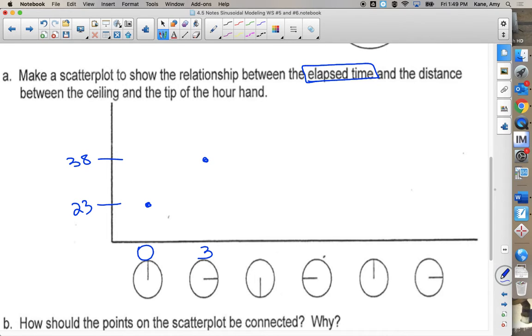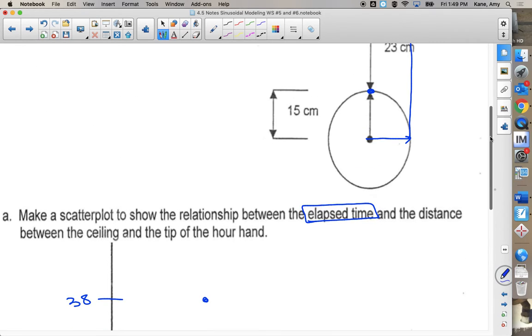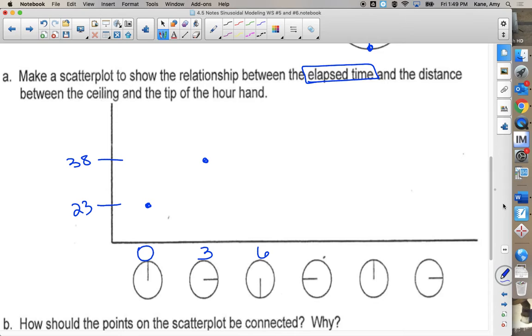Okay, my next one, how many hours have passed? 6. And if I'm at 6 hours, I'm at the bottom of the circle, which means I have the entire clock and the extra 23 centimeters, and that's 53. So if I continue spinning around, now I'm at 9 hours later, we come back down. 12 hours later, back to where we started. 15 hours later, goes back up.